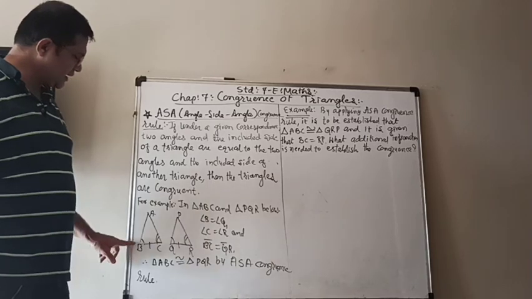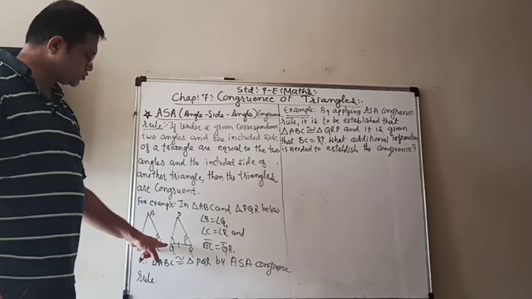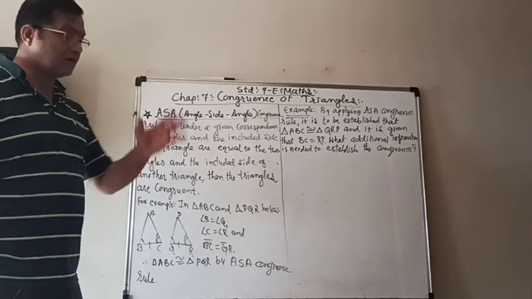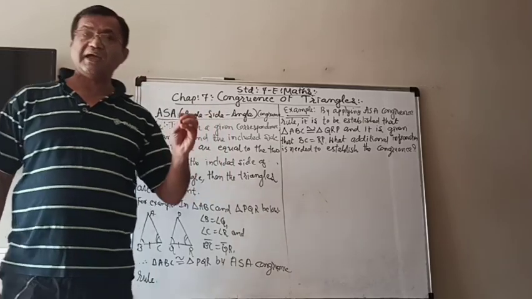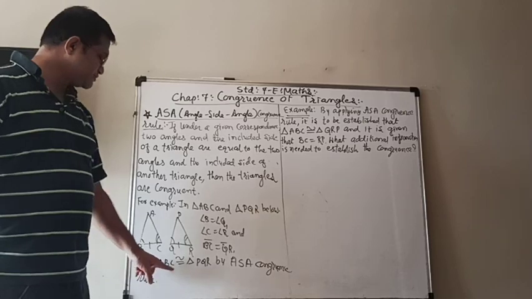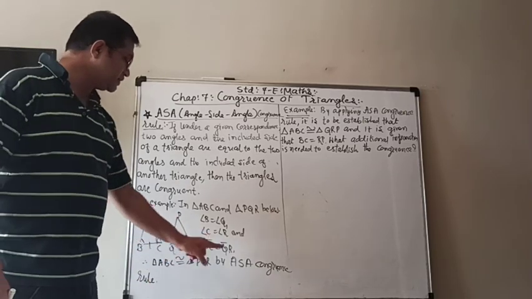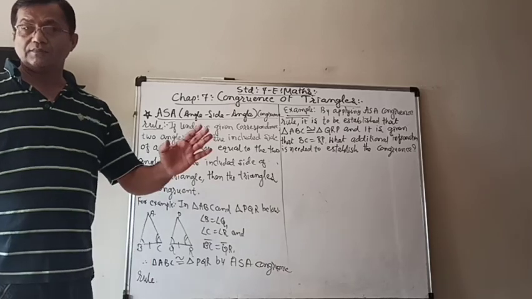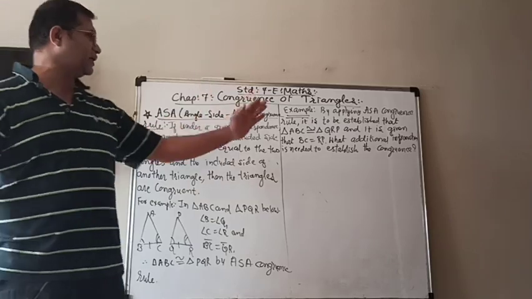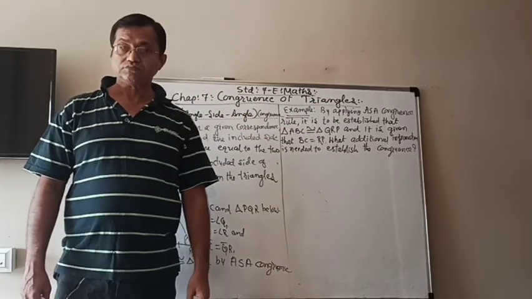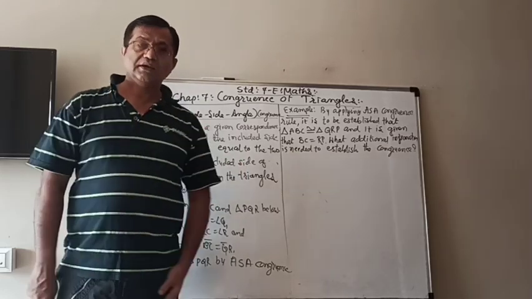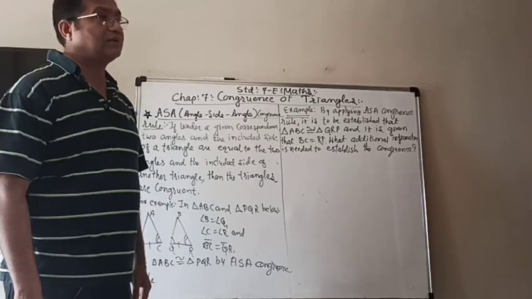So you can see that angle, then the side, and the angle. Means two angles and the included side. So here by the ASA congruence rule, we can say that triangle ABC is congruent to triangle PQR. So this is called the ASA, means angle side angle congruence rule. Now let us take an example so that it will be more clear in your mind.